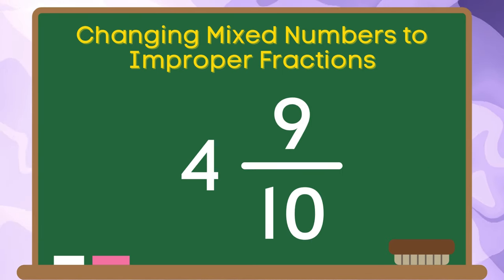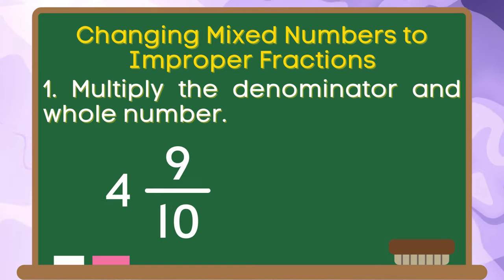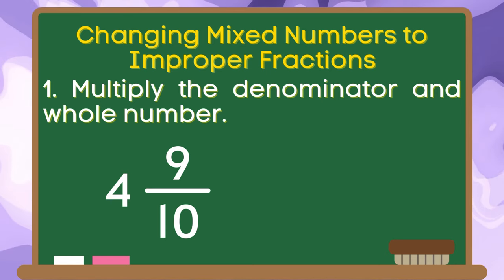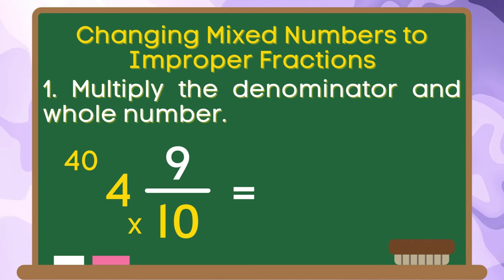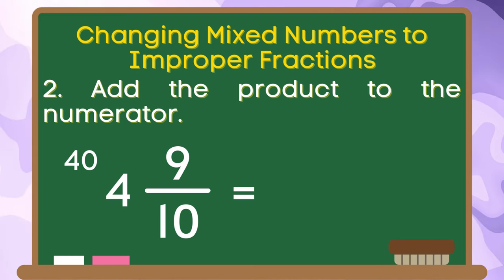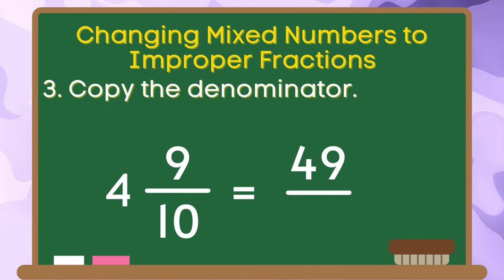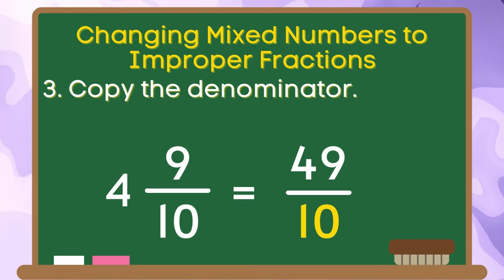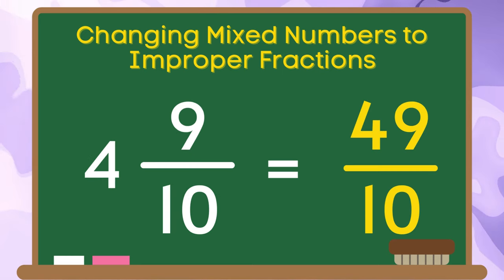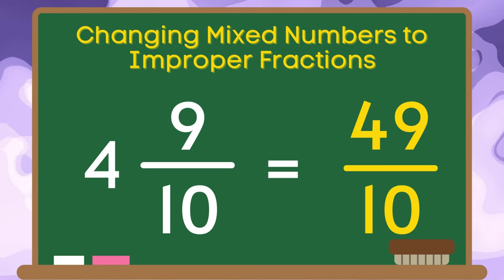Let us change 4 9/10 into an improper fraction. Let us do step 1, multiply the denominator and whole number. 10 times 4 is equal to 40. For step 2, let us add the product to the numerator. 40 plus 9 is equal to 49. And for the last step, let us copy the denominator 10 to our answer. Therefore, the improper fraction of 4 9/10 is 49 over 10.